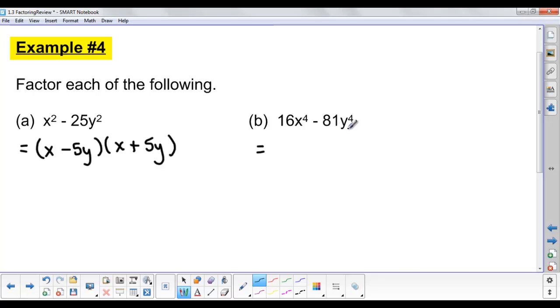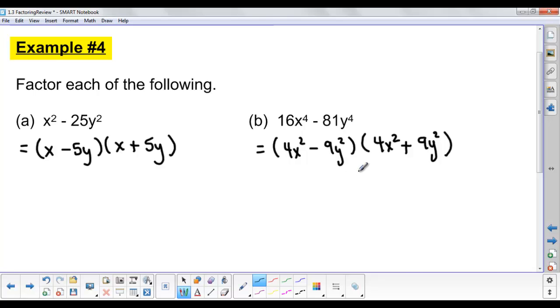I can't common factor anything, so nothing is common to 16 and 81. I can see that this is a difference of squares. So, same method as last time. I'm going to open up 2 brackets. And I'm going to square root the first term. And we're going to square root the second term. One bracket gets a minus sign, and one gets a plus sign.